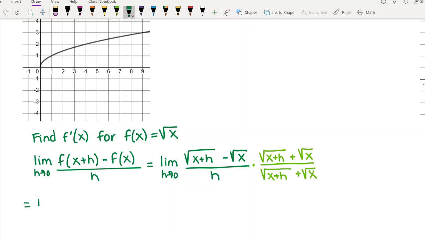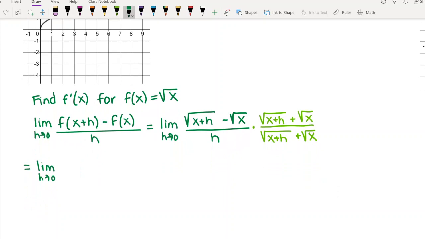So when we do that part, in the numerator, the square roots are going to cancel each other out, and we'll be left with x plus h minus x. And then in the denominator, remember, you just leave it and be patient and know that something will cancel out, but you don't want to distribute it or anything.